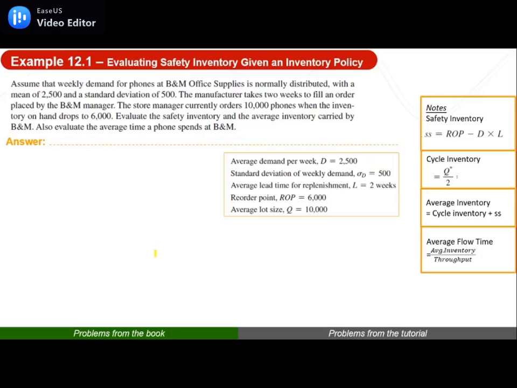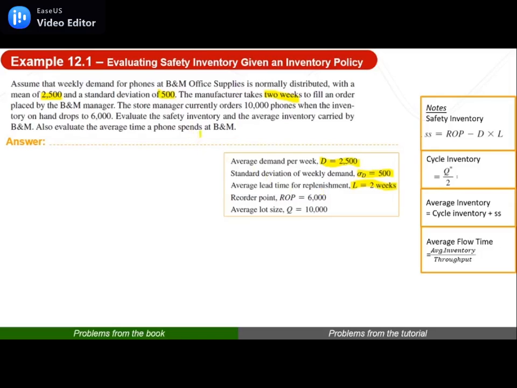In this example, there is a company named B&M Office Supplies. It has a weekly demand that is normally distributed, with a mean of 2,500 and a standard deviation of 500. The manufacturer takes 2 weeks to fill an order placed by the B&M manager. That is the lead time.